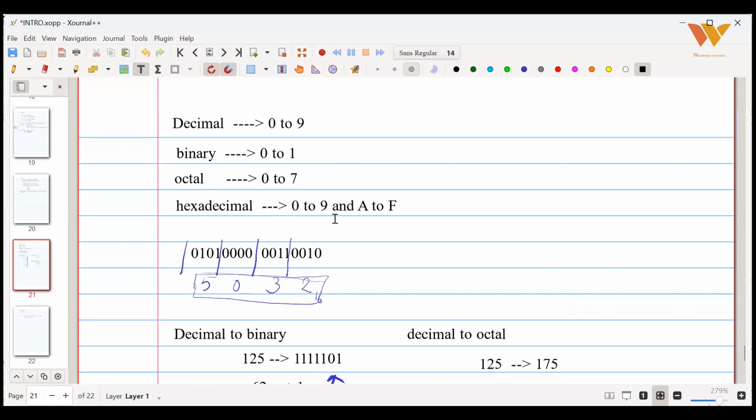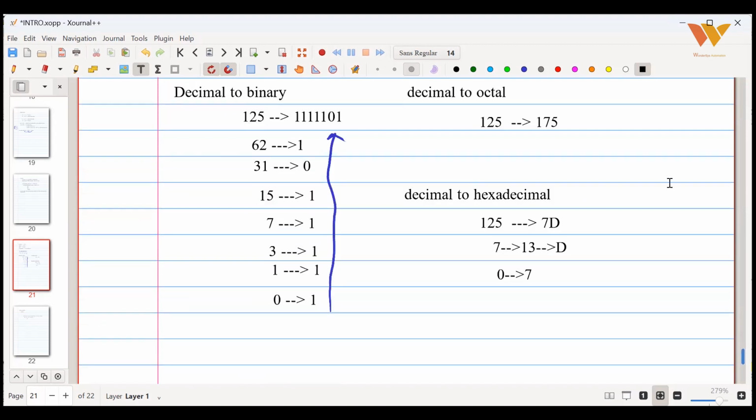See here, only the numbers will be from 0 to 9. From 10 to 15, we have to represent it in alphabetical order, that is A to F. Now A equals 10, B equals 11, C equals 12, D equals 13, E equals 14, and F equals 15. Okay, is it fine?